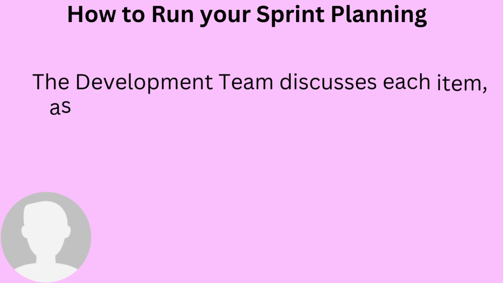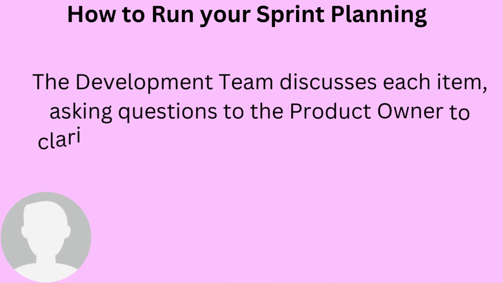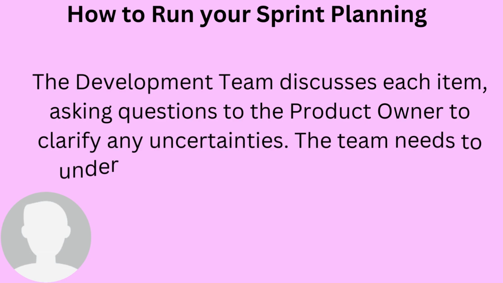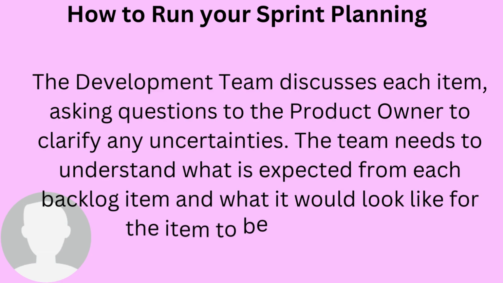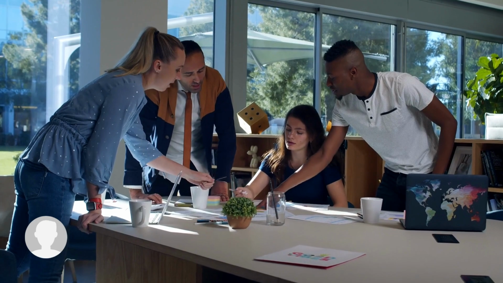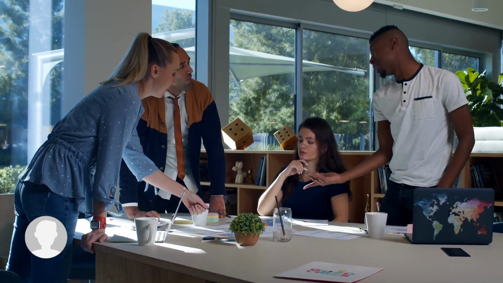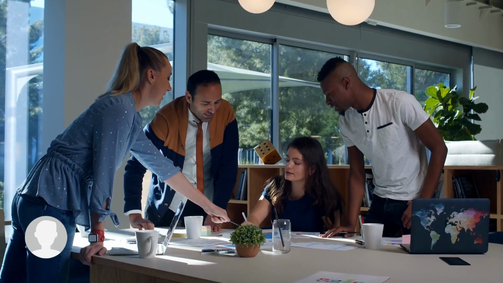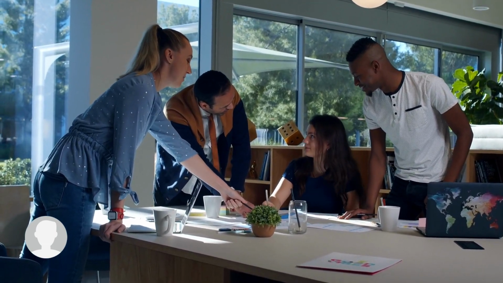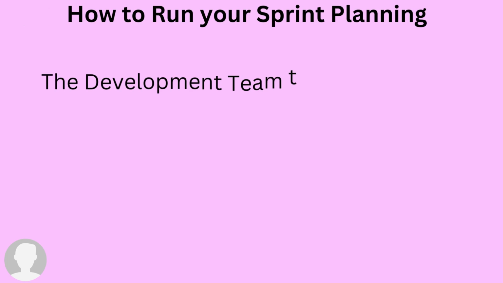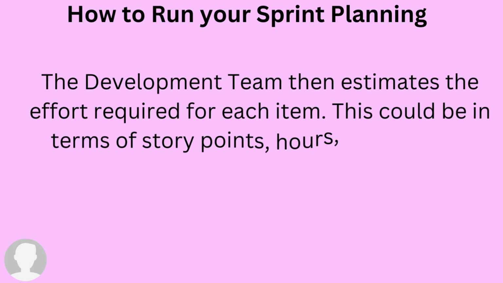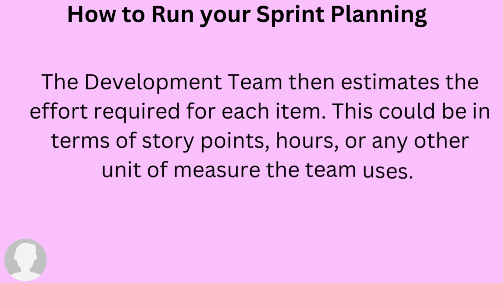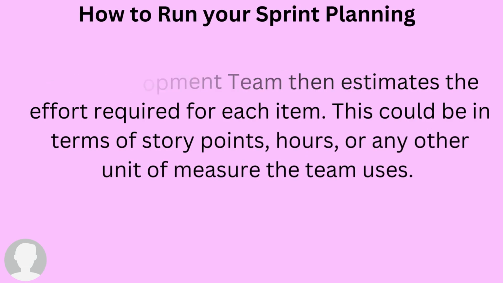Then the development team would discuss each item on the product backlog. They would ask questions to the product owner to clarify any uncertainties or doubts that they may have so that they could better understand what they'll be working on. This conversation also promotes a shared understanding and added clarity to both the developer and the product owner. The development team then estimates the effort required for each item. This could be in terms of story points, hours, or any other unit of measure the team uses.